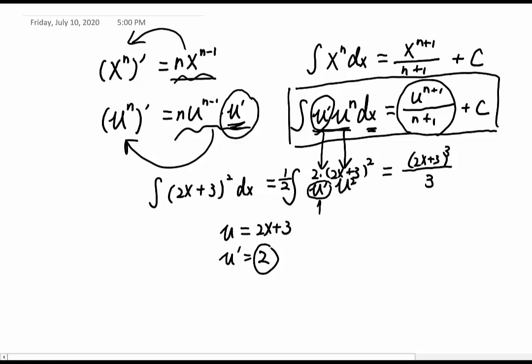That's the key to the u substitution shortcut method, right? We have to find a u prime. So now we can get this part from the formula, and we get a half in front. So let's copy that. That's going to be our final answer.